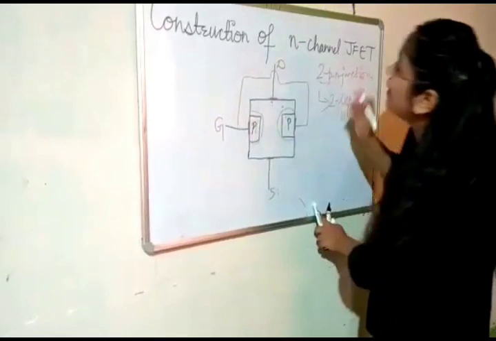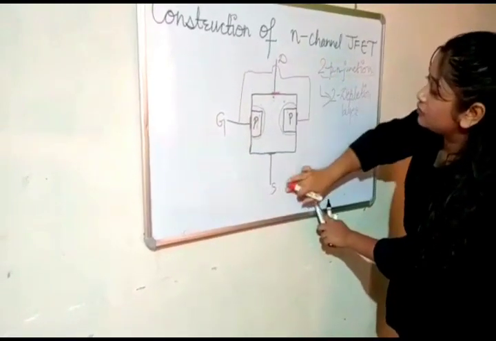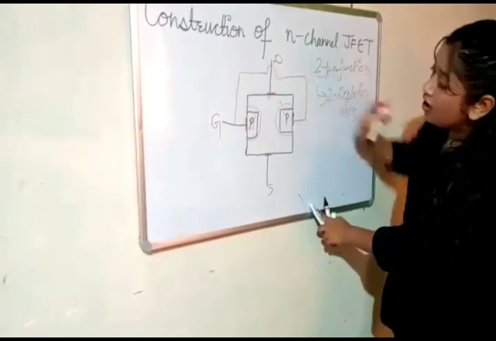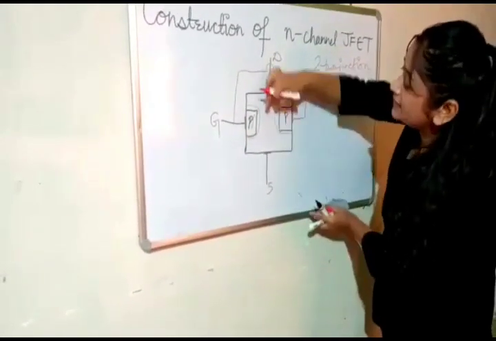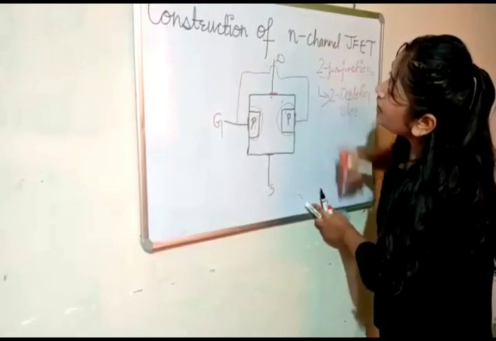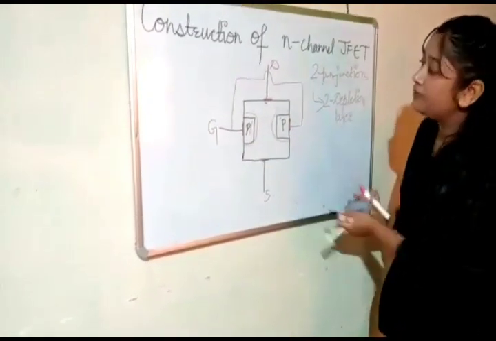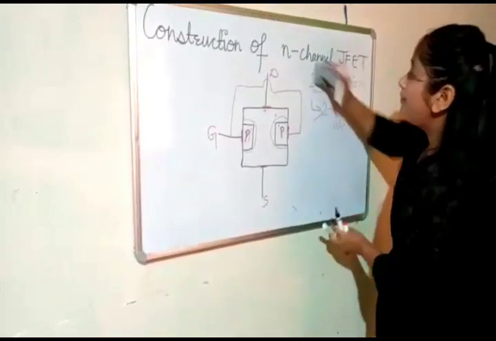When we apply voltage between the drain and the source terminal, the depletion layer at this PN junction increases with the increase in this voltage. The width of the depletion layer is related to the voltage applied. We will see this in our working part.